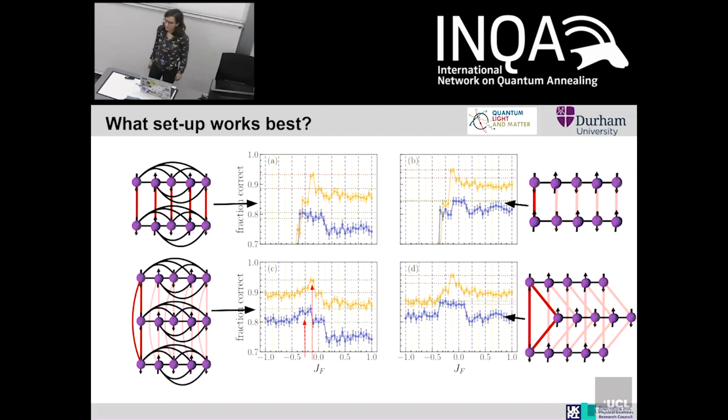I was wondering, these precision errors that you discuss, are they precision errors on the final Hamiltonian, just on how you're setting the parameter? Yes, it's the precision error on the target Hamiltonian.